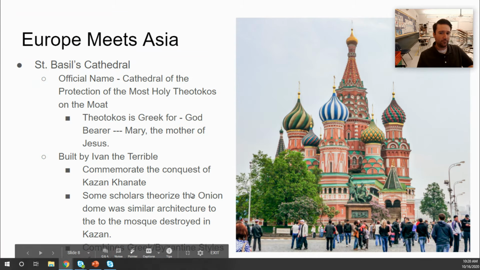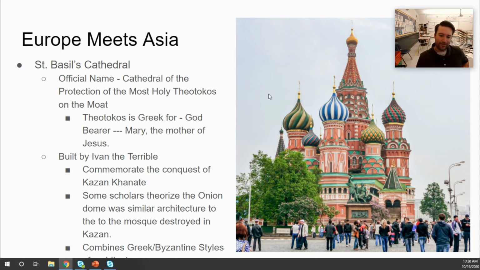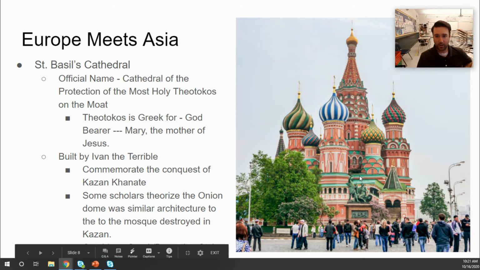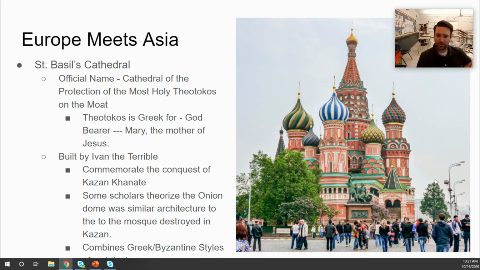All right. Just to pick up with Russia a little bit more, St. Basil's, however you want to say it, this cathedral is one of the most famous architectural wonders of the Russian Empire, which is still around today in the Red Square of Moscow. The design and the architecture itself, while it seems unique, is really a combination of different architectural styles.